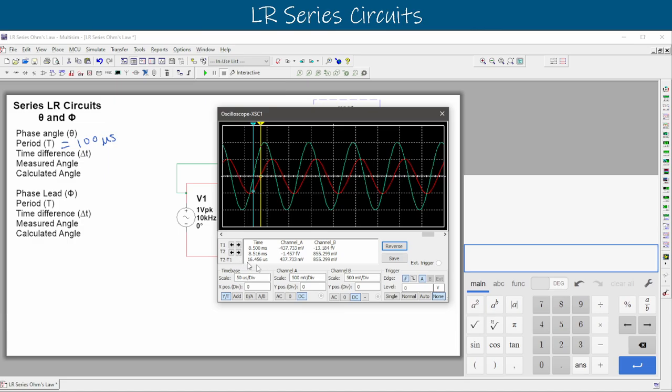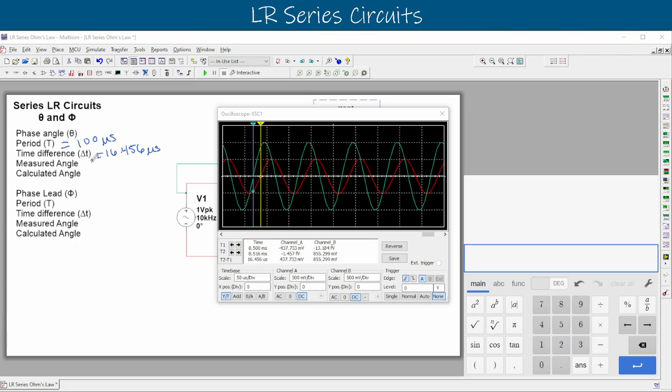And that gives us this value right here. So we'll set this equal to 16.456 microseconds. So now that we have this, we can calculate our measured phase angle. And so that is a calculation after we have done some measurements.